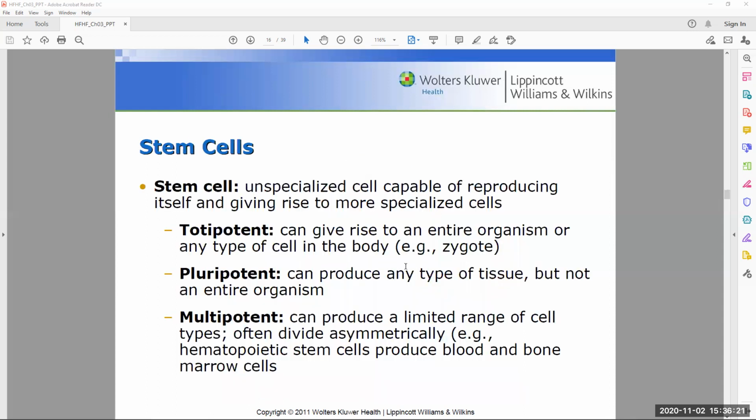All right, so stem cells, very important. These are the cells from which all other cells are derived. And you have three different classes: totipotent, pluripotent, and multipotent. The first one, the totipotent stem cells, these could give rise to an entire organism. The pluripotent ones could only produce any type of tissue, but can't produce the entire organism. Whereas multipotent cells can only produce a limited range of cells.